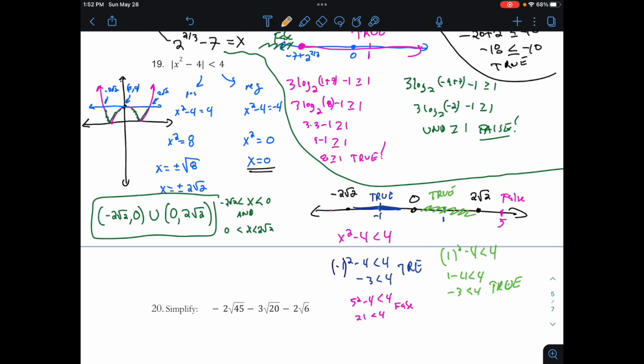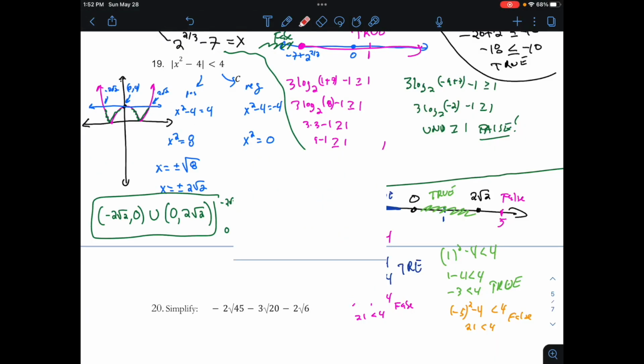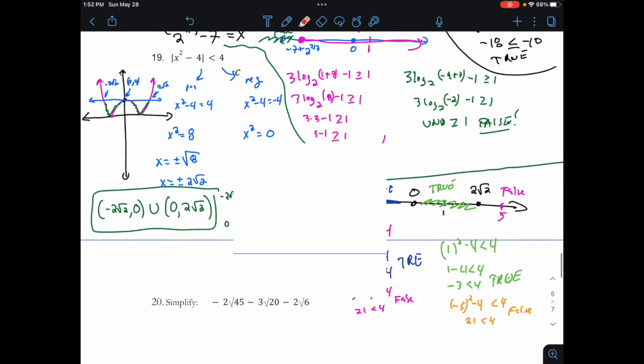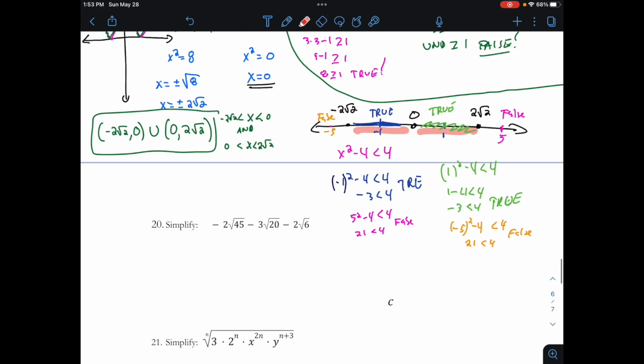And we can test one last point if we would like. We can test like maybe negative 5. So negative 5 squared minus 4. We're going to get the same thing because our graph has that symmetry. So we get 21 is less than 4, also false. So that's false. So we can see the true regions are here and here. So we capture that in our original answer.